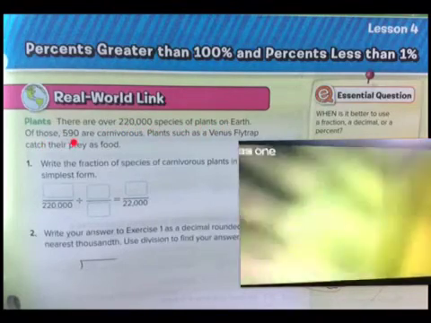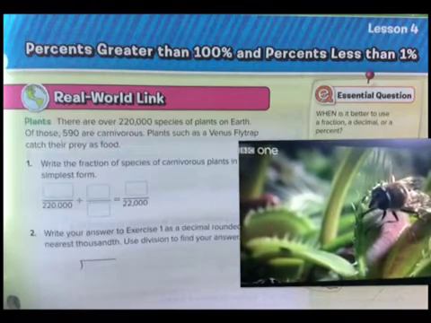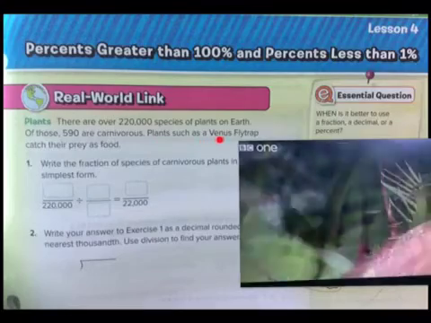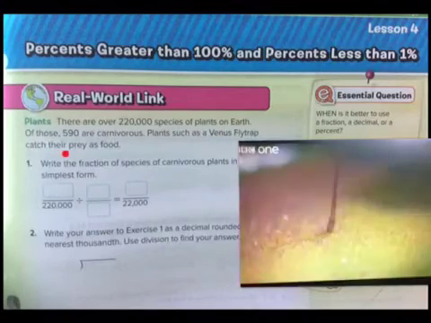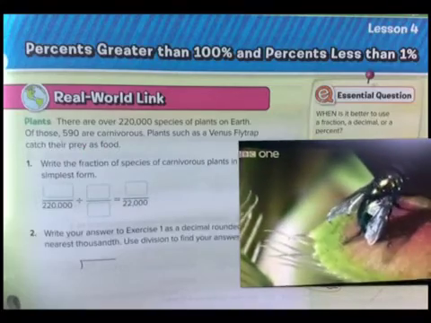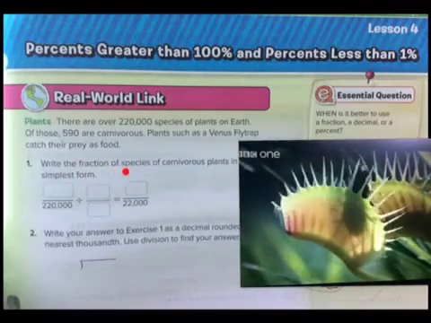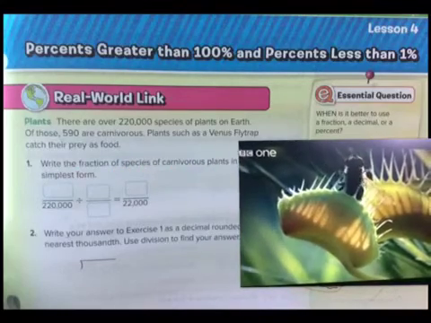Of those, 590 are carnivorous, meaning that they eat other living things. Plants such as a Venus flytrap catch their prey as food. So fly, sometimes different types of insects, as you can see right there. Okay? Write the fraction of species of carnivorous plants in simplest form.